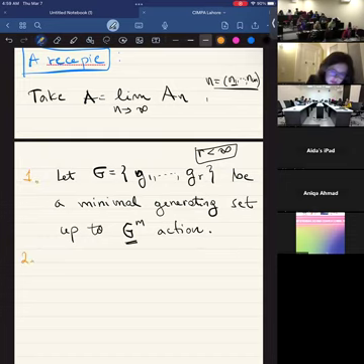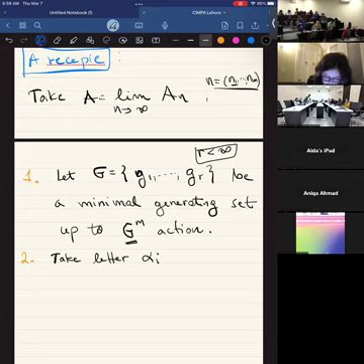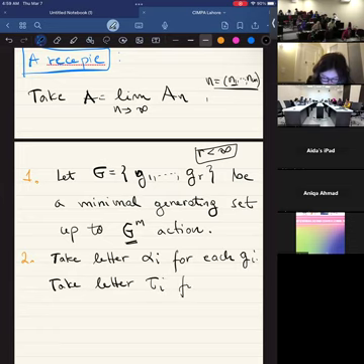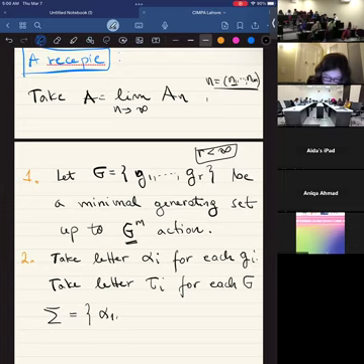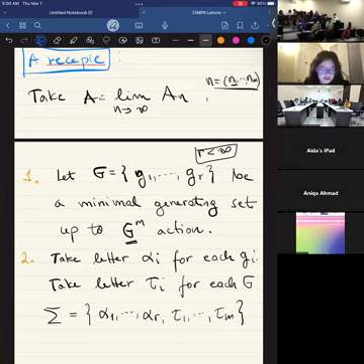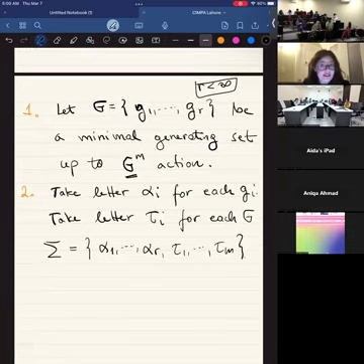Step two: take a letter alpha_i for each g_i, and then take a letter tau_i for each group action. And so our alphabet Sigma will be alpha_1 through alpha_r, tau_1 through tau_m. So that's where we start. We want to construct a language at the end. So this is the alphabet, this is one alternative. You take this alphabet.